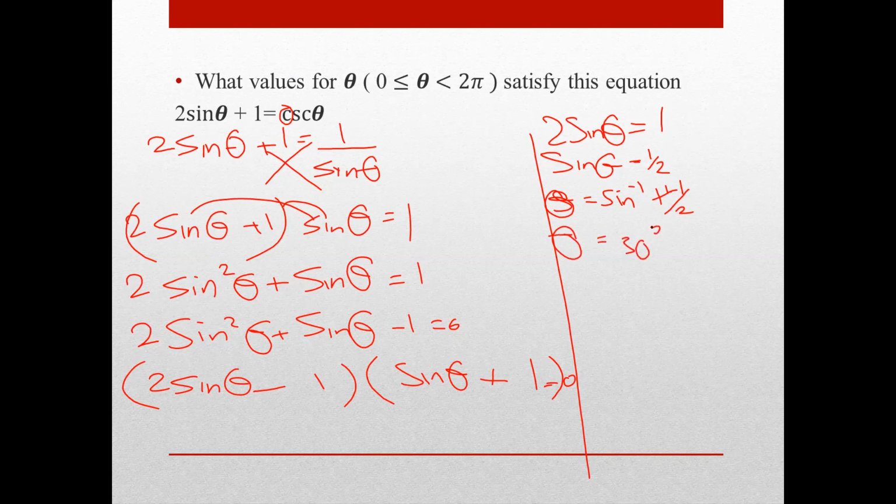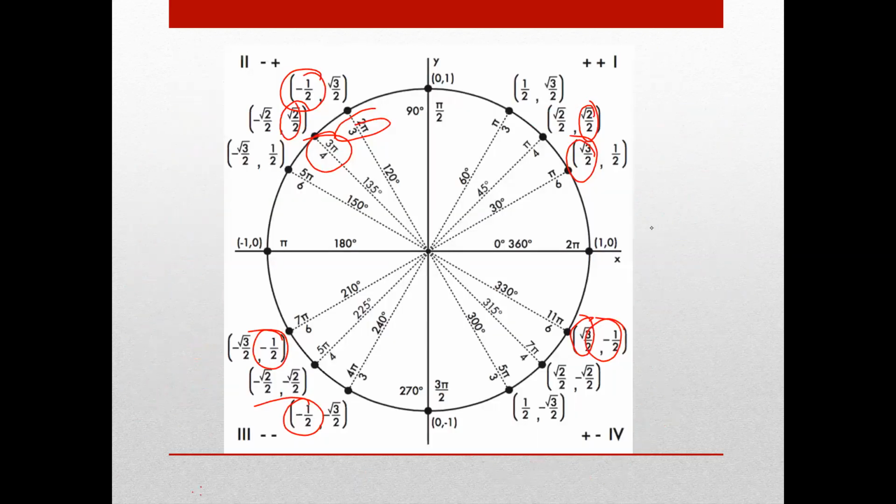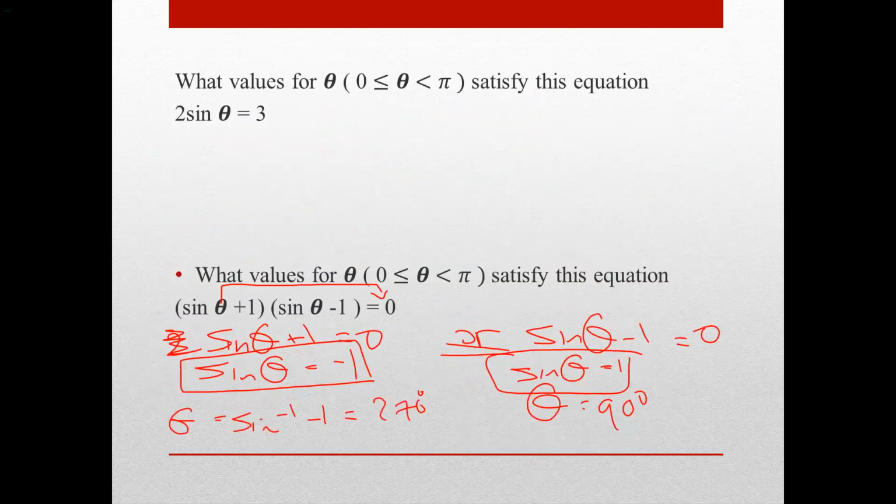Only 30? No. Let's go to the unit circle. Which angles have the sine of 1 over 2? 30 and 150. So this is part 30 and 150.